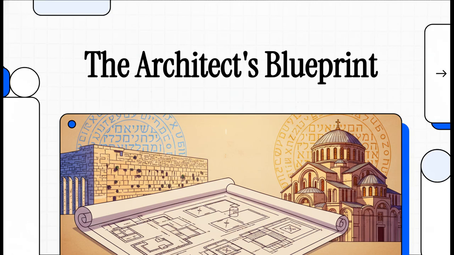Welcome to our explainer. Today, we're going to put on our architect hats and dig into a really fascinating question. How can two sacred libraries, the Jewish Tanakh and the Christian Old Testament, have almost the exact same books, but end up telling two very different stories? Well, the secret, it's all in the blueprint.